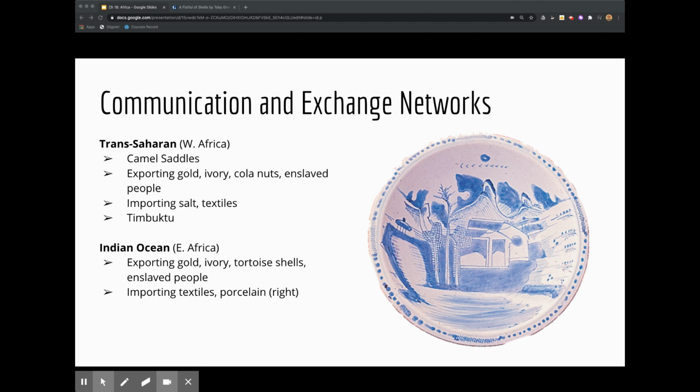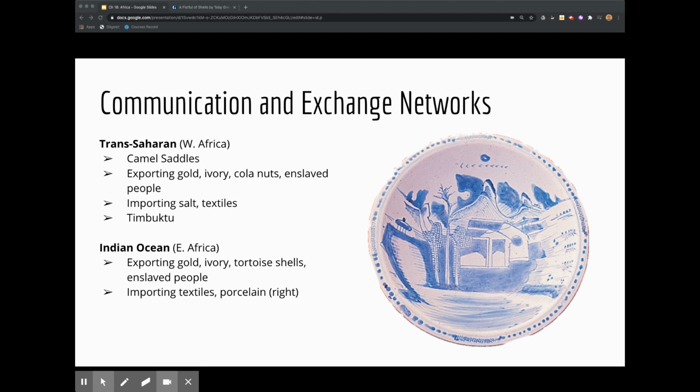All right, two big exchange networks that are really important to commit to memory for world history students. And those are the trans-Saharan trade routes, so across the Sahara, between North Africa and West Africa. And you can see the products that are going in and out under exporting and importing. Camel saddles are important for that because the desert made travel by camel the most practical. Camels are also big and can transport more items and do better in the desert than donkeys, which also would have been used, and horses.